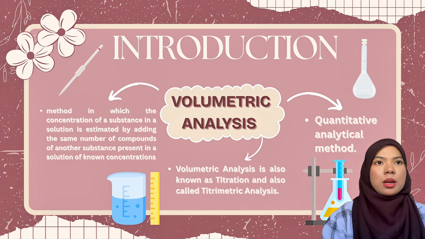In this process, precise volumes of solution are measured using laboratory glassware like pipettes, burettes, and volumetric flasks. This method plays a key role in chemistry because it allows for accurate and reliable determination of substance concentration in various industry and scientific fields.